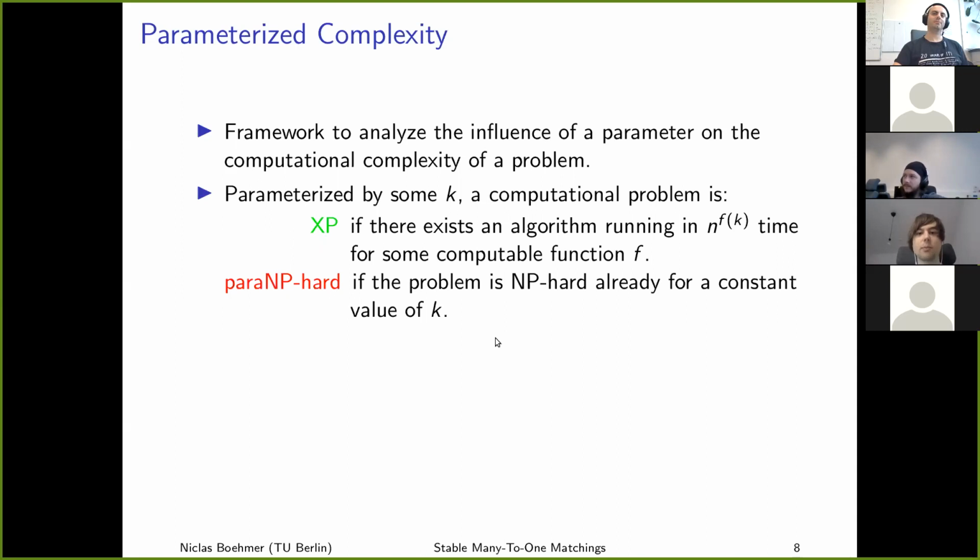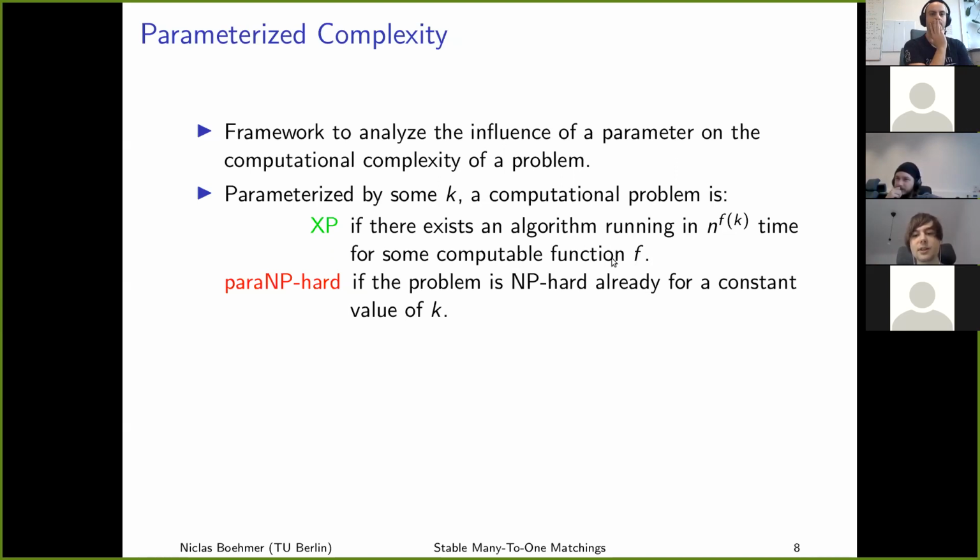If we have some computational problem and some parameter k, then there exists a variety of different complexity classes where this problem, parameterized by this number k, could lie in. One of them is XP, where we say that a problem is in XP if there exists an algorithm running in n, the size of the instance, to the power of some computable function in the parameter. The computable function can be arbitrary, involving exponents or something like this.